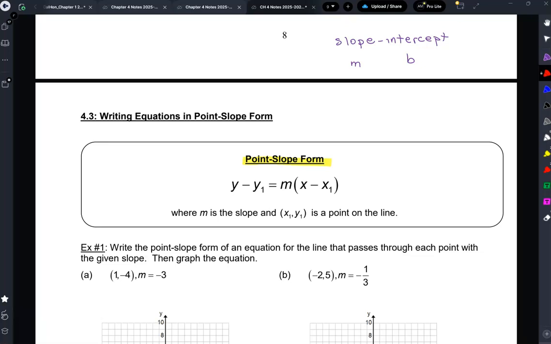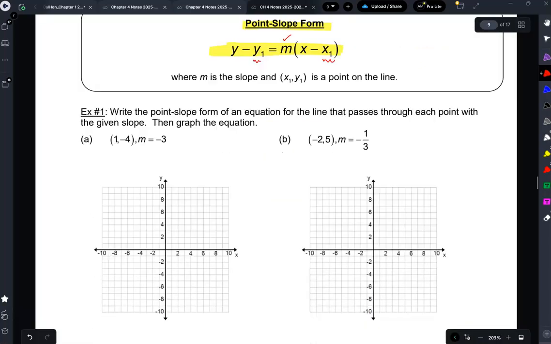Today we're going to talk about point slope form, and point slope form is this. So let's take a look here. You have y minus y1 equals m(x minus x1). So you see, you still have m, but you also have x1, y1, which is like a point that we're always given. So for this, look, you need a point and a slope. That's why it's called point slope form. So to do this, we need an m, we need an x1, y1.